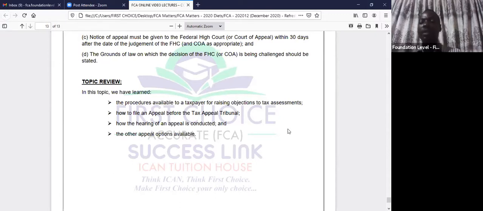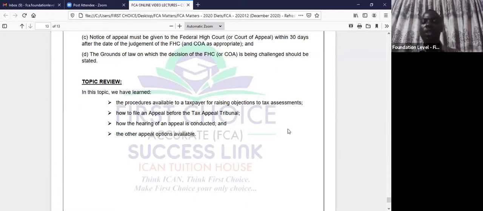If you win, you can enforce the judgment, and enforce the judgment as coming from the courts. But if you lose, you have appeal options available to you. You can take your appeal to the Federal High Court, move it to the Court of Appeal, and then to the last court of resort, the Supreme Court.